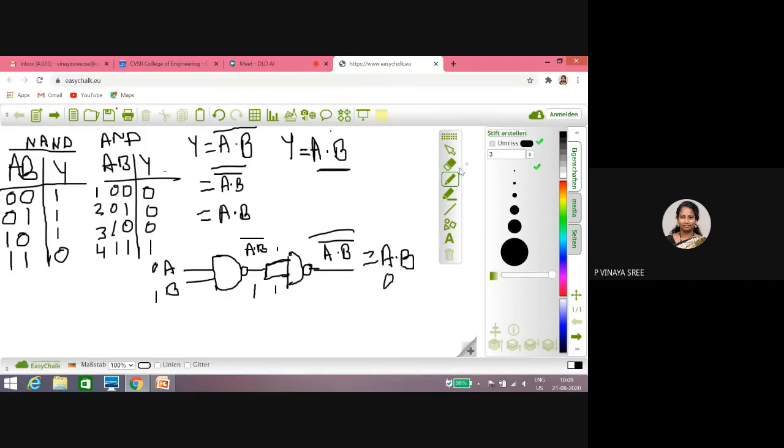Now let me go for case 3. So case 3 is what? 1 0. If it is 1 0, the output we are getting is 1, so I have written 1. This 1 will pass as 1 1, and 1 1 means the output is 0. Yes, even in this case it is working. Now let me go for 1 1.